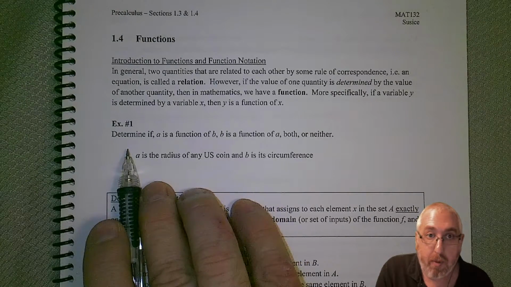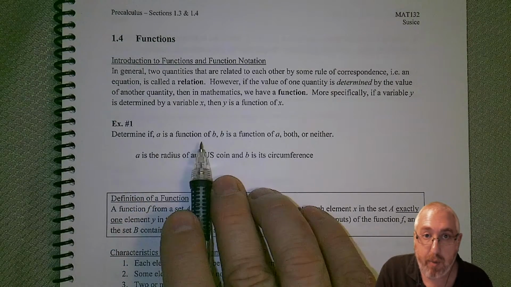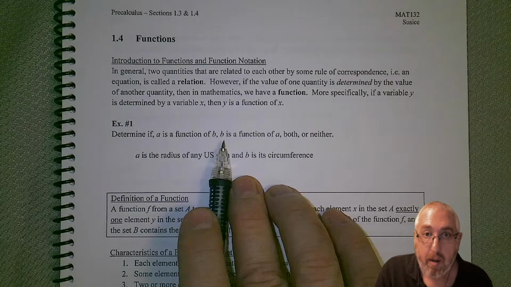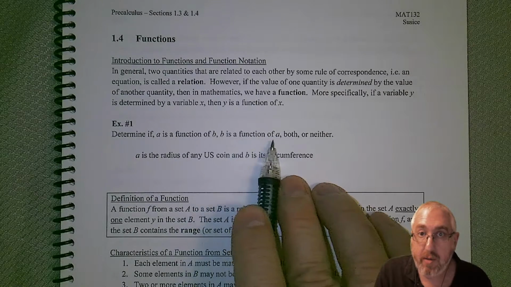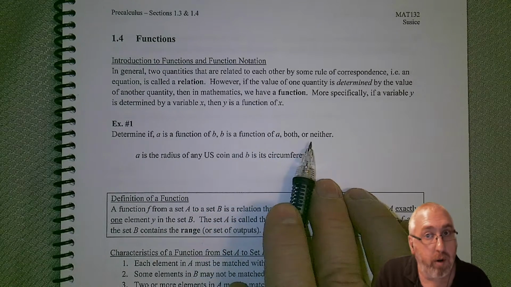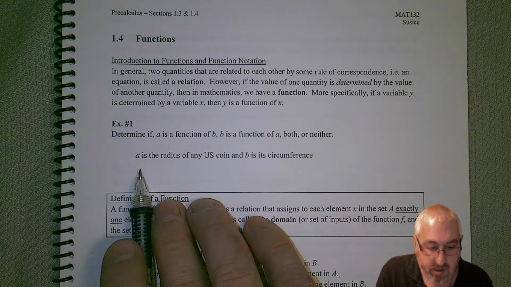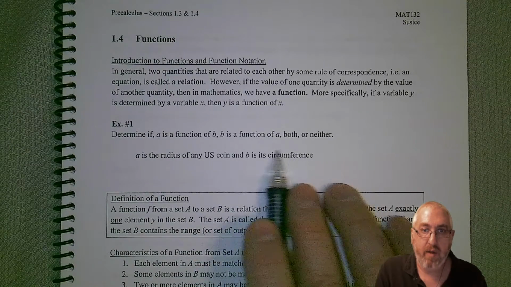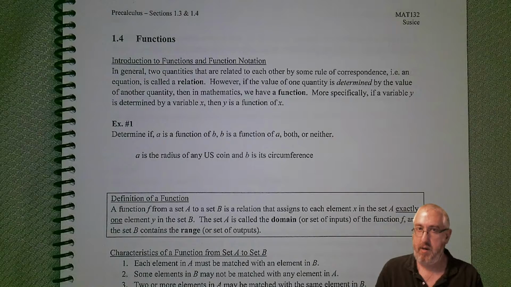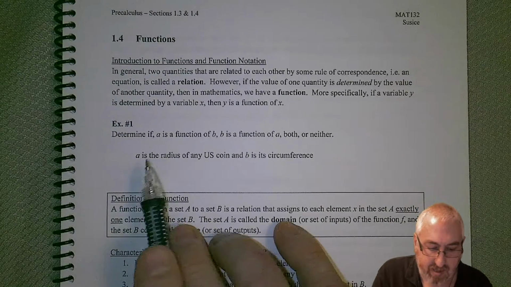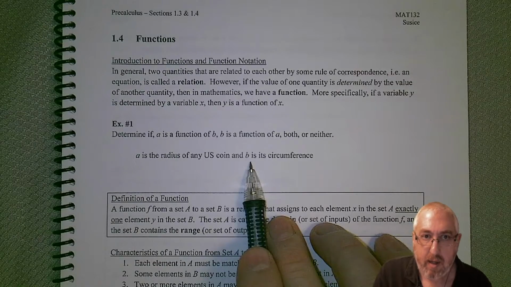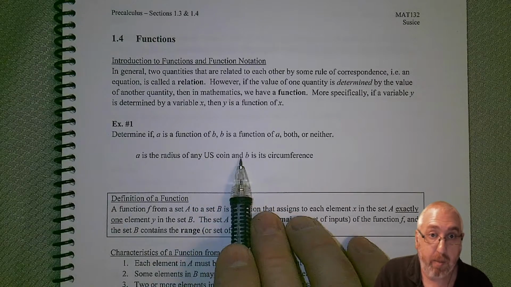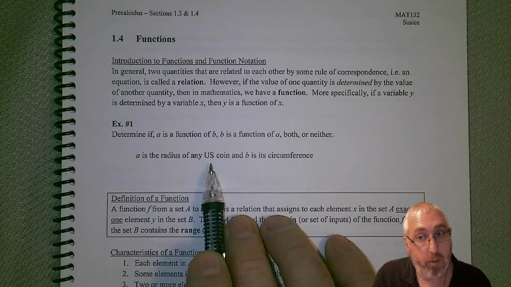So now, first example: determine if a is a function of b, so a is determined by b; b is a function of a, so b is determined by a; both; or neither. If a is the radius of any US coin and b is its circumference, which one of these do we have occurring? Is a a function of b? Is a determined by b? Or is b determined by a? Or both or neither?